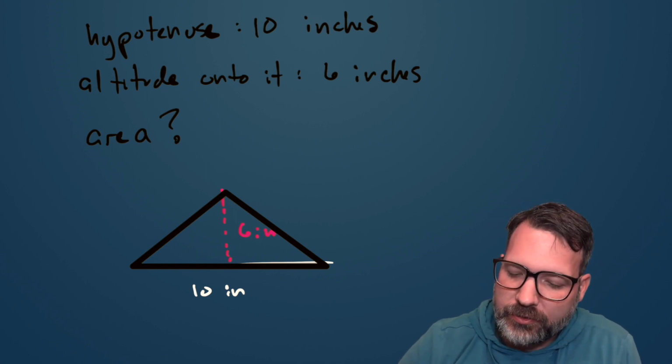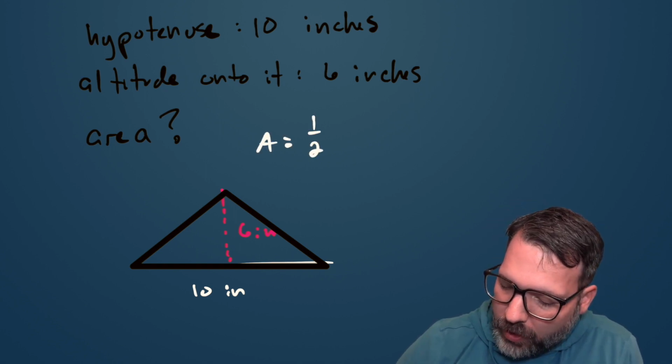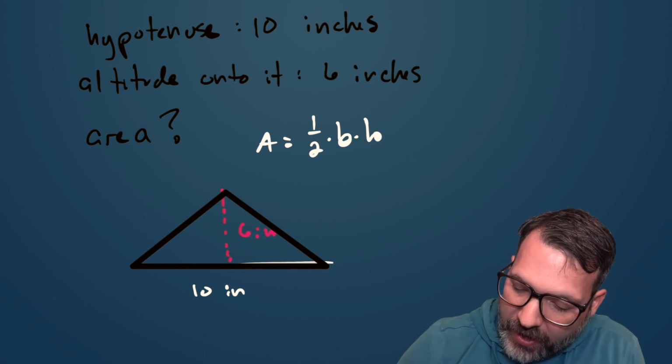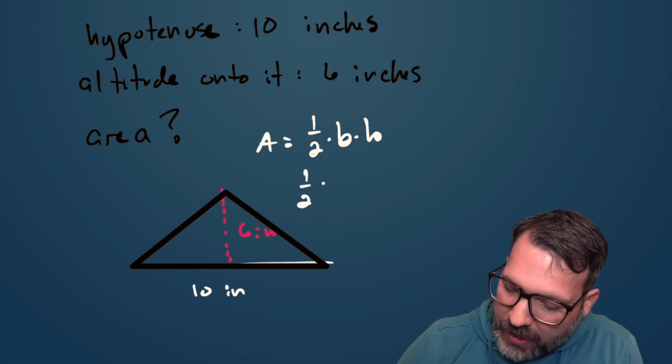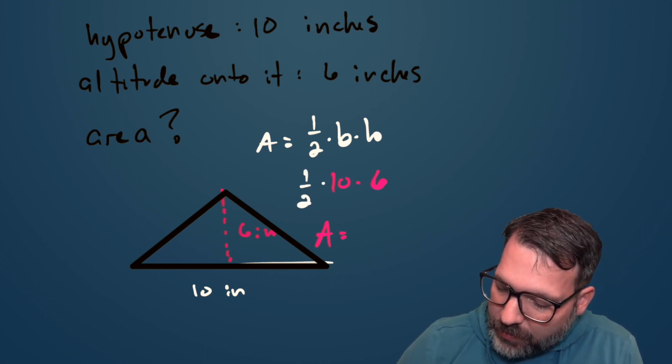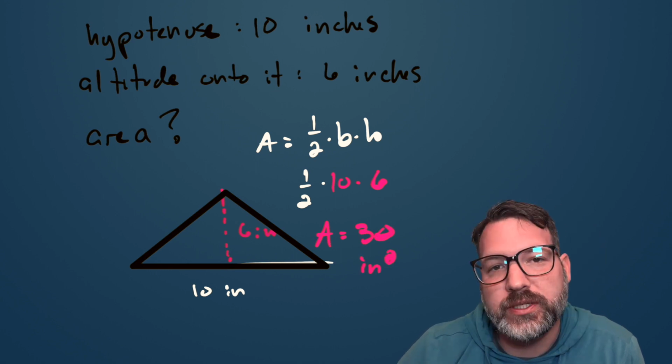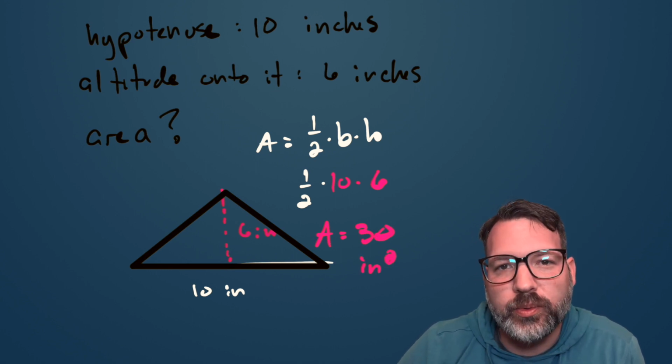American students always answer it this way. The area of a triangle, 1/2 base times height, all we have to do is plug it in. 1/2 times 10 times 6. Simple enough. The area should be 30 square inches. Can you tell what's wrong with this calculation?